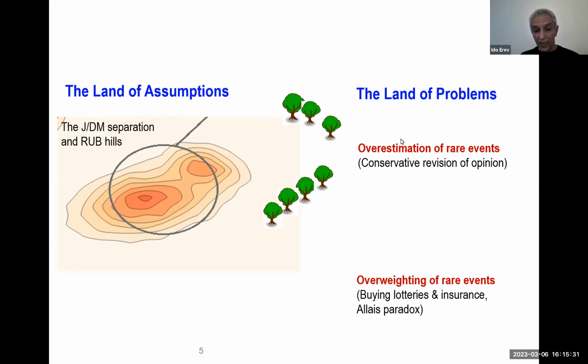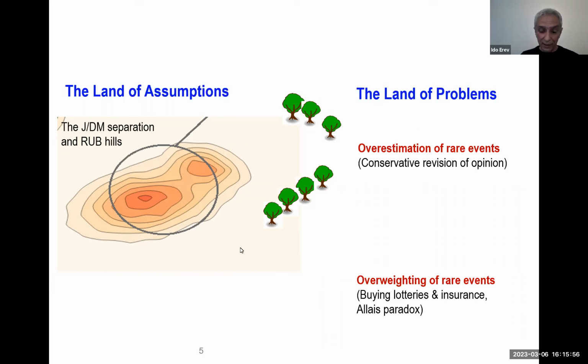However, it's possible that hiking in this area will mask an important area. If you are on this hill, you will not see what's happening here in the middle between these 2 observations. It's natural to assume, because we have overestimation here and overweighting of rare events here, that probably in this area that we cannot see from this hill, people also exhibit oversensitivity to rare events. But this is not the case.